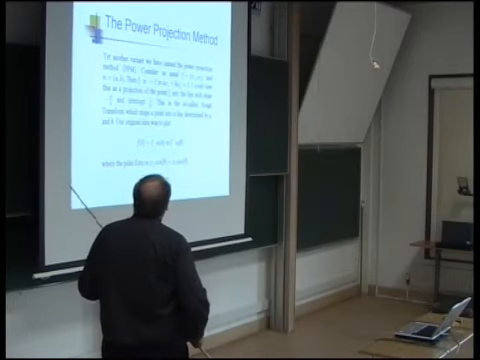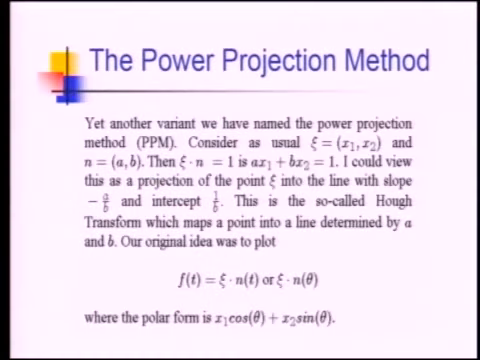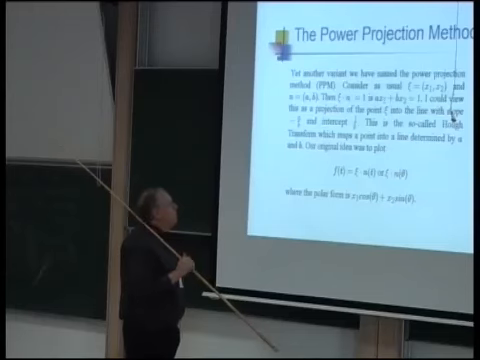Another variation that we've done with this is what we call the power projection method. So if we want to look at z with n equal to 1, that would give us a linear feature if we were looking at normal linear structure, and that's in effect what we have.